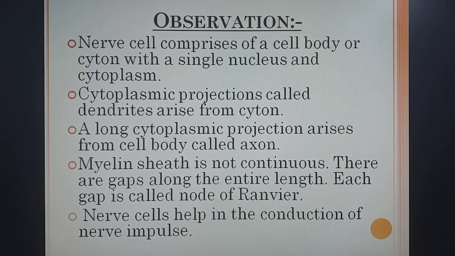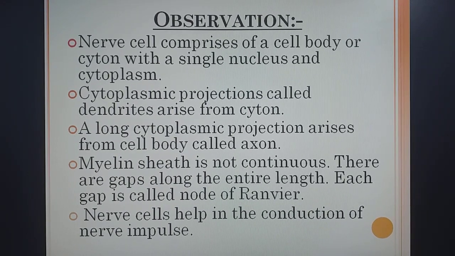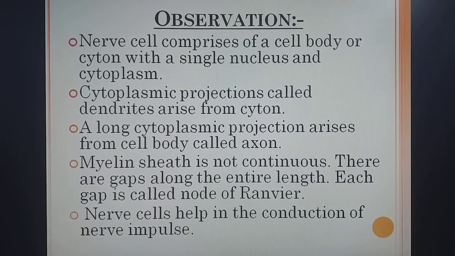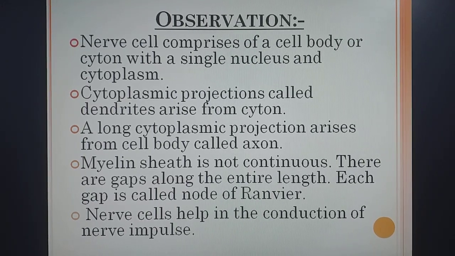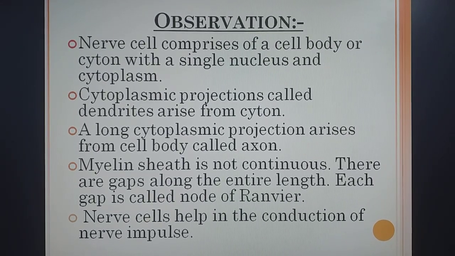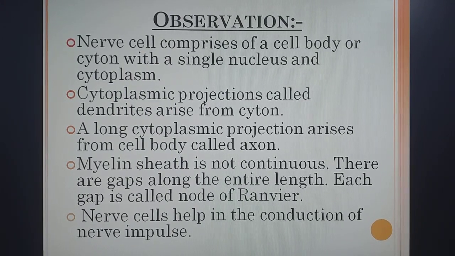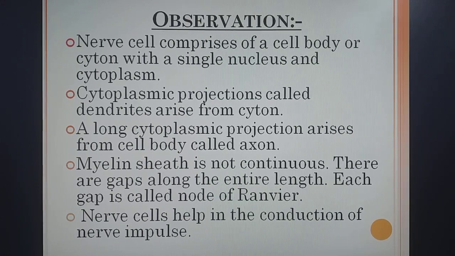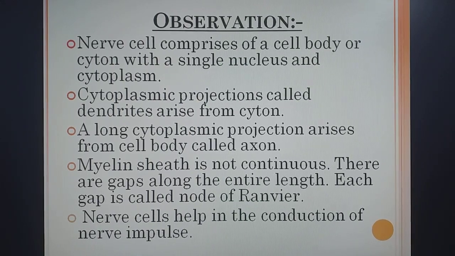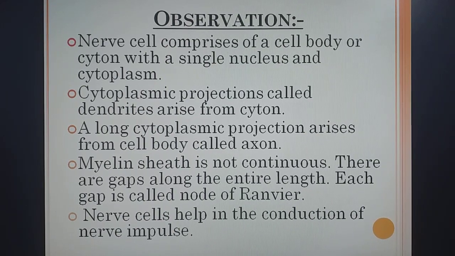So cytone is the cell body of the nerve cell, which has a single nucleus and comprises cytoplasm. As the normal cell has cytoplasm, in the same way this nerve cell also has a cell body. That cell body is known as the cytone, that comprises a single nucleus and cytoplasm. And from this cytoplasm there are cytoplasmic projections called dendrites, which arise from the cytone. So when I show you the diagram, you will find that the outer surface of this cell has projections that are called the dendrites.